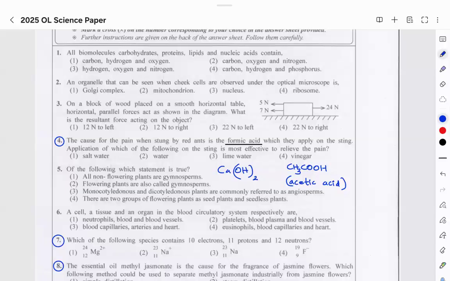Some of the students are used to remember this one as a song. I don't know about those stuffs, right? I just remember the first 20 elements. So you also should remember that one. Calcium is the 20th element in the periodic table. So therefore, lime water means calcium hydroxide. So therefore, question number 4, answer is third one. Easy.